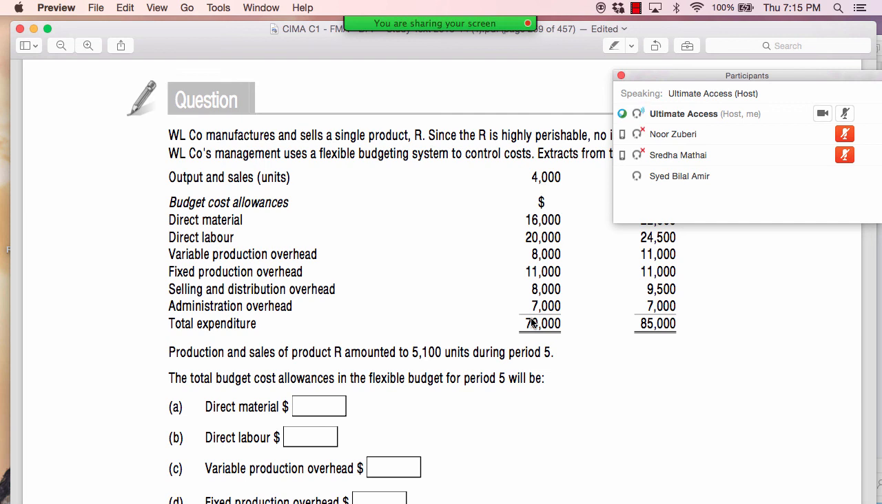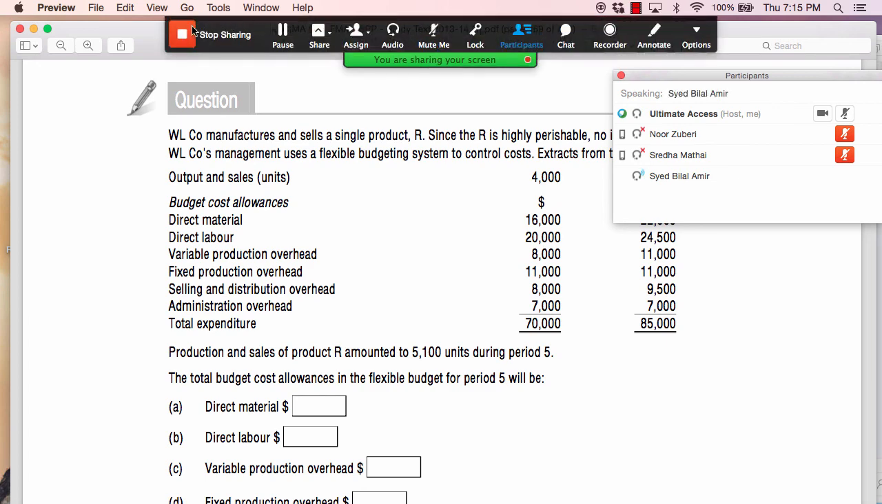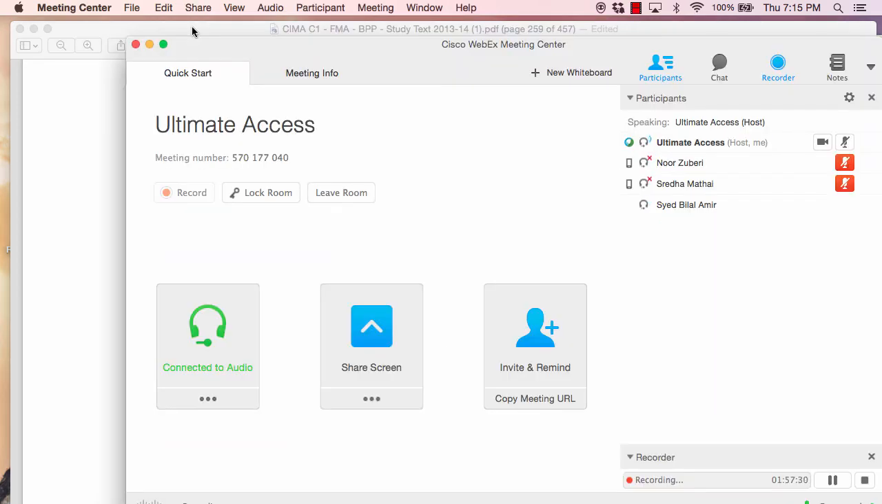Noor, I'll start with you. Is there anything that you want me to focus on? No, not specifically. Okay, good. So nothing there. Shraddha, anything from you? I think it's going okay. Fine. Syed, anything from you? No? I think this is appropriate.